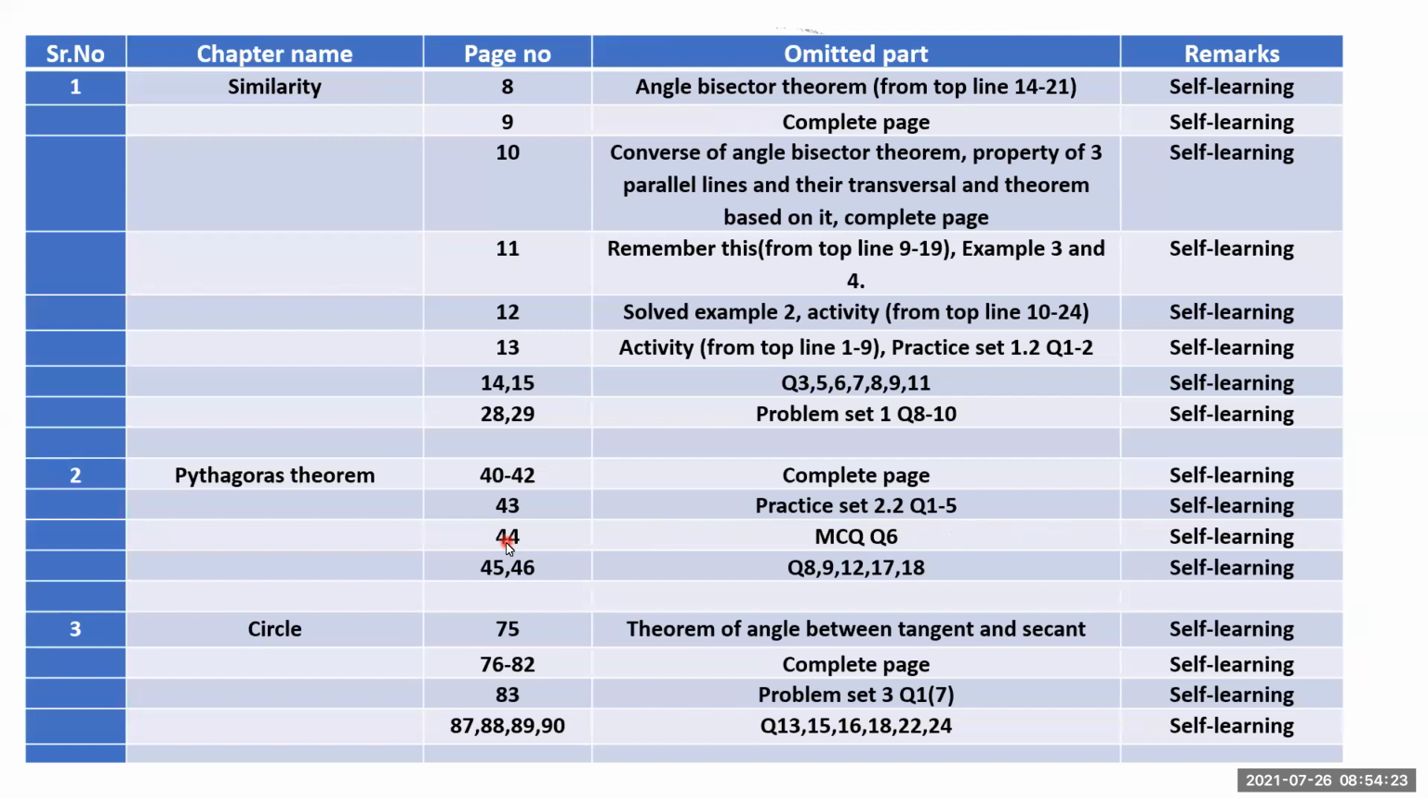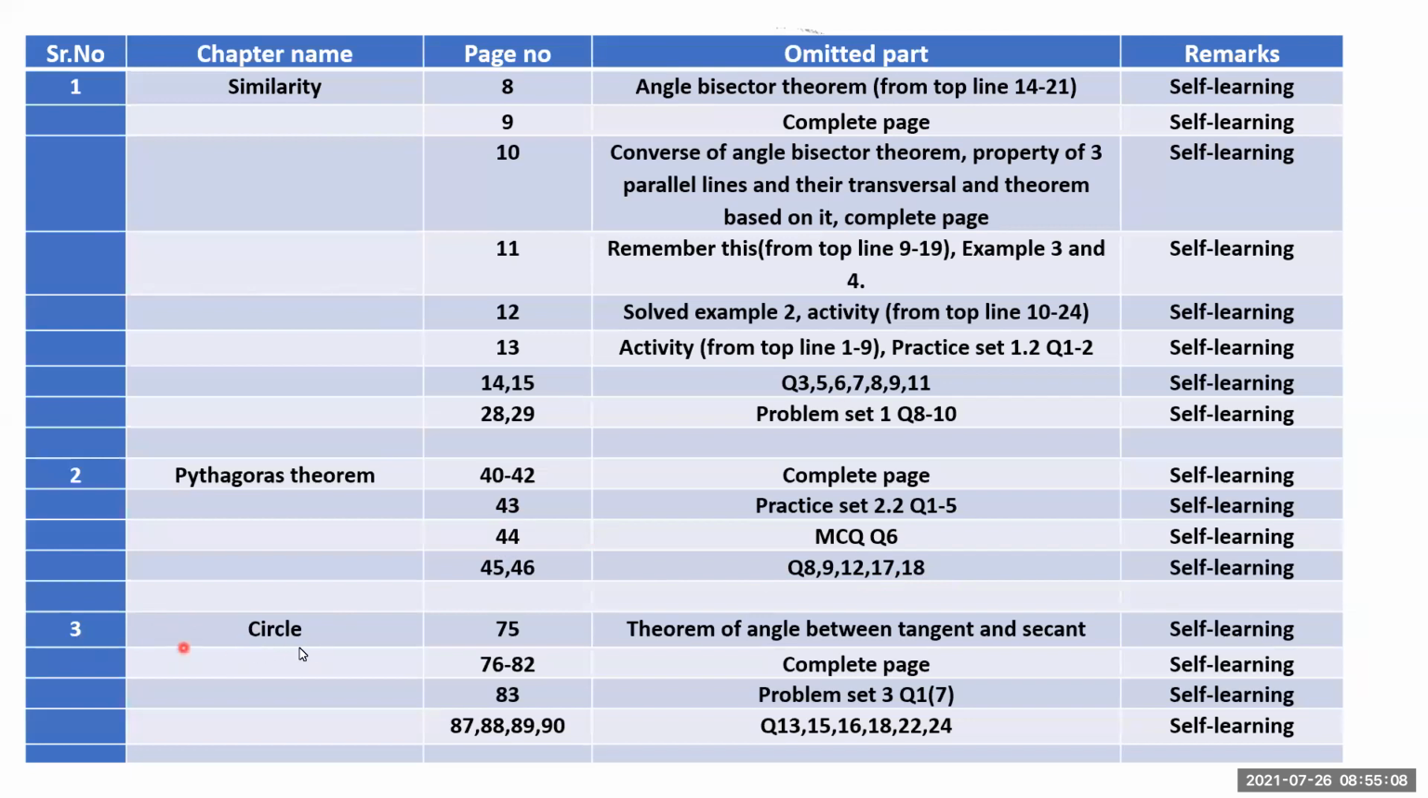Next, when you come to page number 44, this is in problem set 2. MCQ question number 6 in problem set 2. And after that, when you come to page 45 to 46, question number 8, 9, 12, 17, and 18 have been omitted for this year. This was done for last year also. So the same portion is for you all this year.